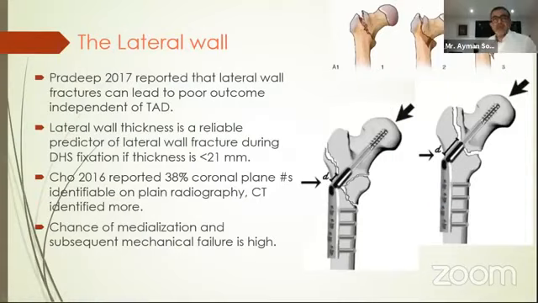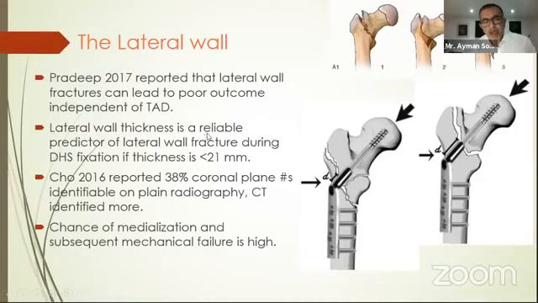Why is the lateral cortex important? Basically, if you look at this image here, if the cortex is fractured here, this automatically turns into a reverse oblique fracture. Now, there's a number of researchers that looked at the lateral cortex, and they concluded that lateral cortex fracture is a very important factor in the success of DHS.